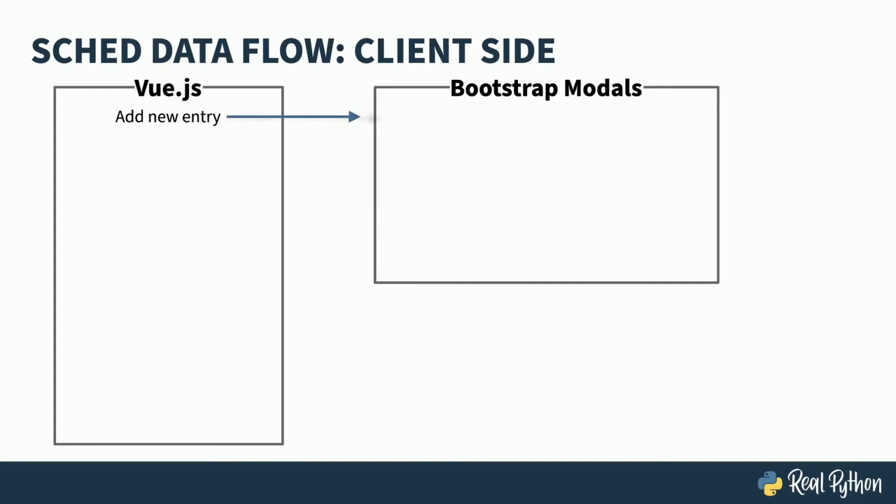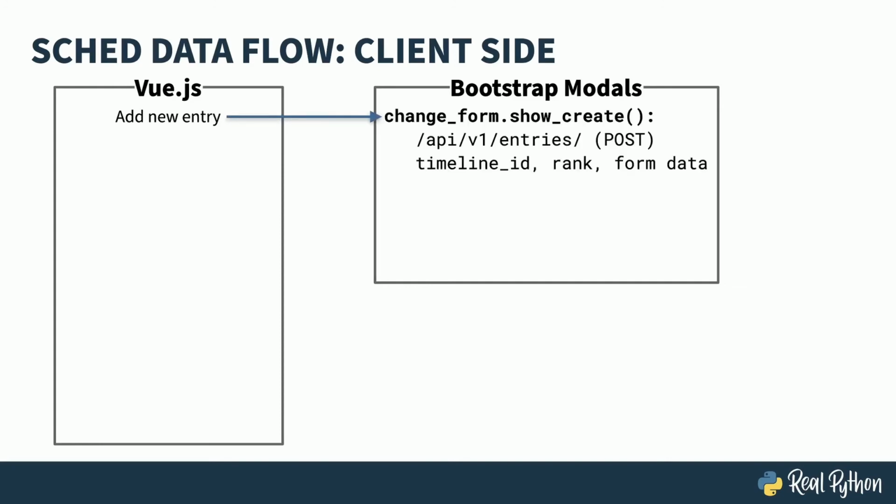When that is triggered, Vue.js calls a method on a form. That form is a Bootstrap modal form. The method is showCreate. ShowCreate takes a REST API URL, in this case, the one for entries, and some data for the entry that is to be created. The ID of the timeline and the rank are set by default. The ID of the timeline is the parent timeline for this page, and the rank is set by default to one more than the highest ranking item on the page at the moment.